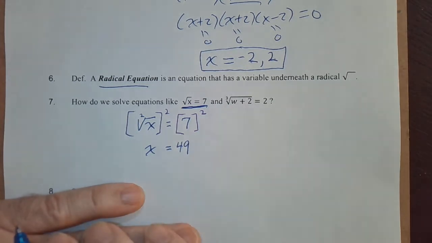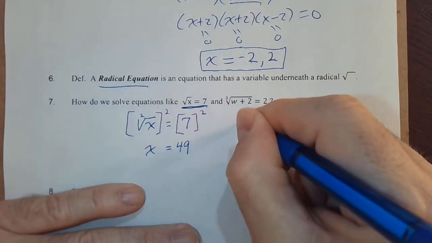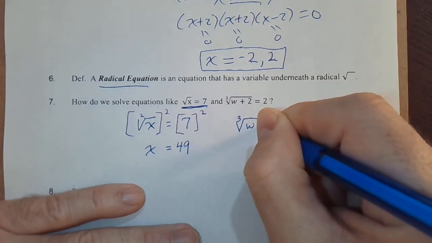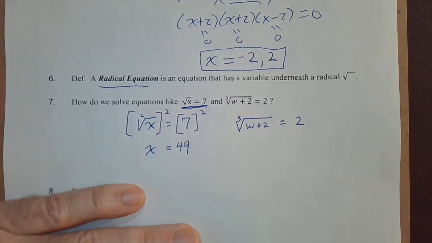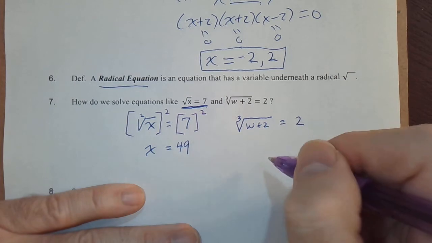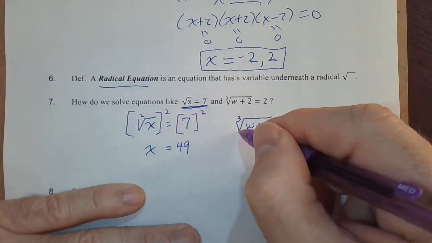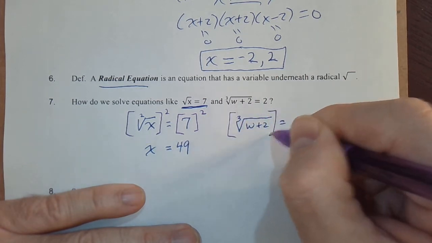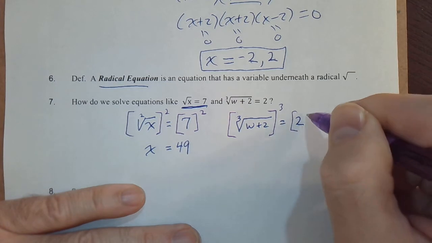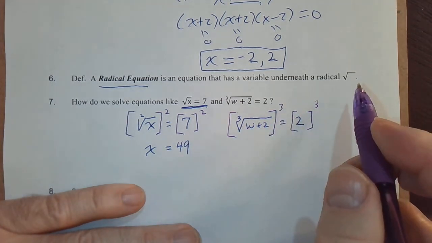Here we have a cube root. What do you think we have to do to both sides when we have the cube root, or the third root, of w plus 2 equaling 2? Well, to get rid of a cube root, you have to cube it. So we've got a third root here, and we're going to raise the whole thing, both sides, to the third power. And the third root and the third power cancel each other out.